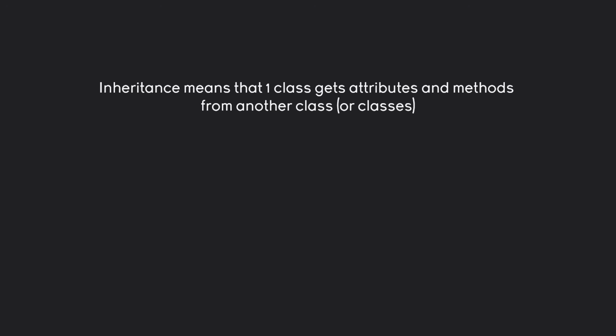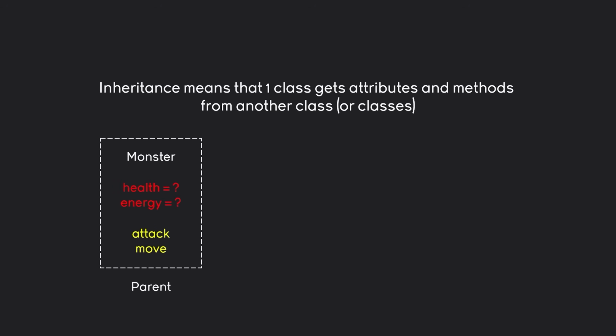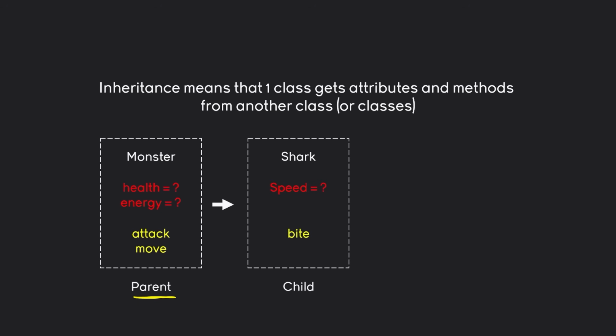And I have already shown an example earlier. And that was, we had a monster that we have already seen multiple times with health and energy. And this right now is called a parent class. And the reason why it is called a parent class is because there's a child class, and this one was the shark. And this shark by itself only has a speed and a bite method. And what I want to happen is that the health and the energy of the monster parent class comes into the child class, and the same for the method. So attack and move should also be available inside of the shark class.